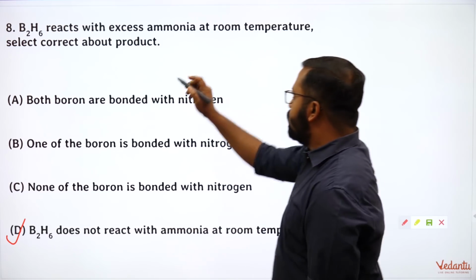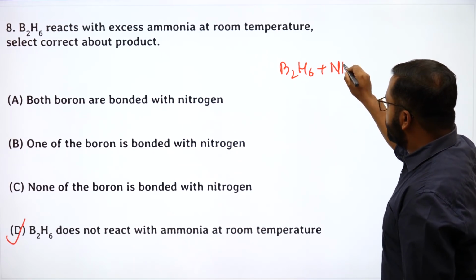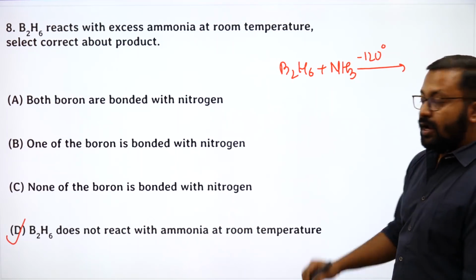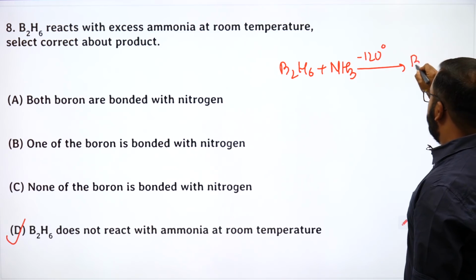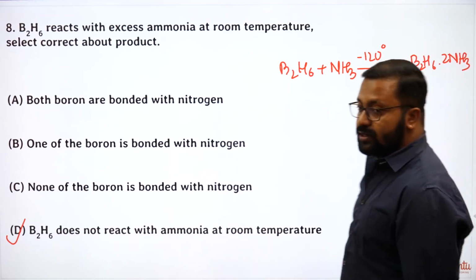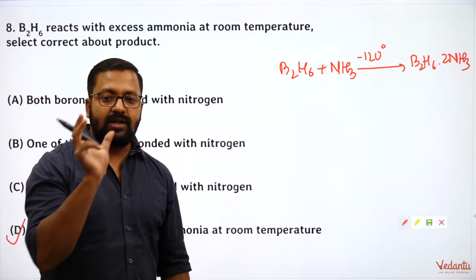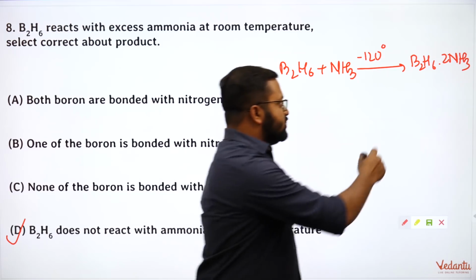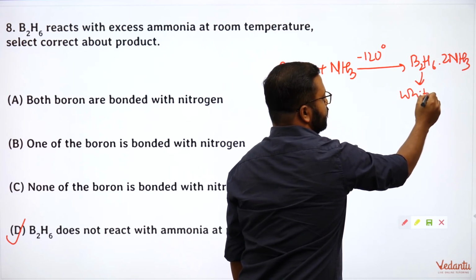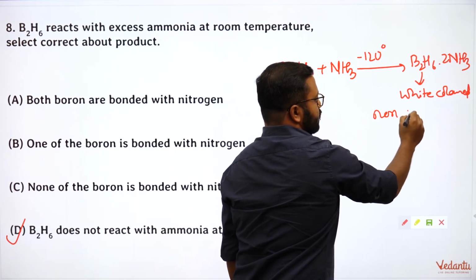Okay, B2H6 reacts with ammonia at a temperature of minus 120 degrees Celsius to form something like B2H6.2NH3. This forms an adduct. This is an adduct. 2 NH3 units are attached to B2H6, which is a white colored non-volatile solid.